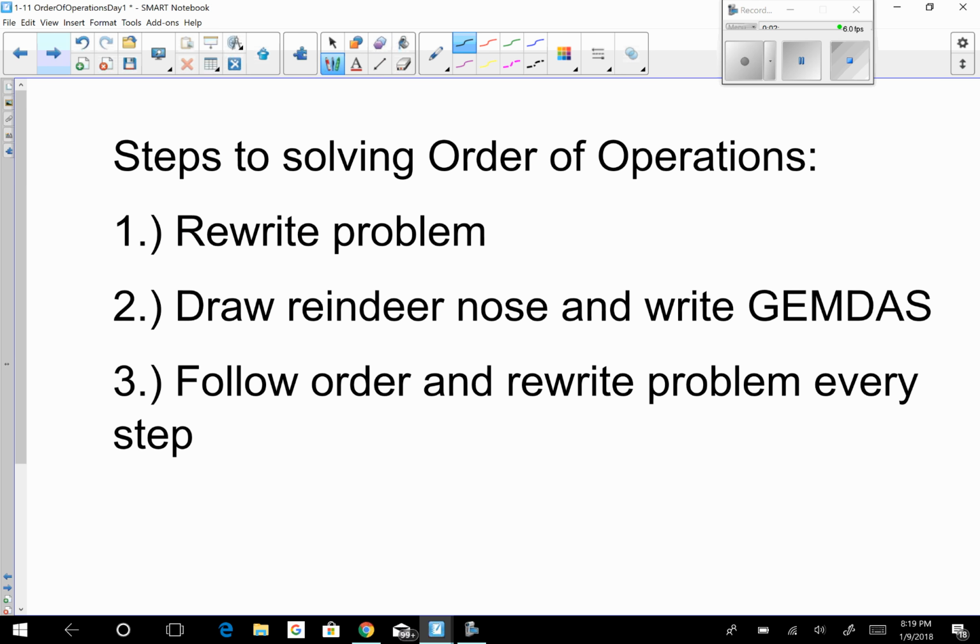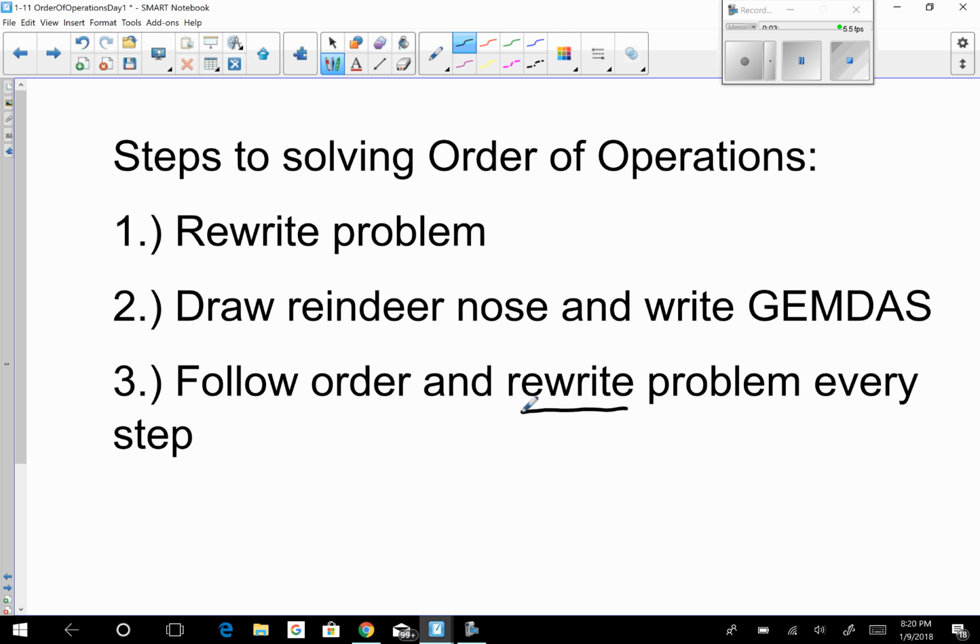So these are the steps that we're going to use to solve order of operations problems. Step 1, you're going to rewrite the problem. Yes, you need to rewrite it so that you can have adequate space to work it out. Step 2, you're going to draw what we call a reindeer nose and write GEMDAS because you're going to check it off when you do each step. And then step 3 is follow the order and rewrite the problem every step. You're not going to be doing 2 and 3 steps in the same line. Each line of working the problem is only one step.